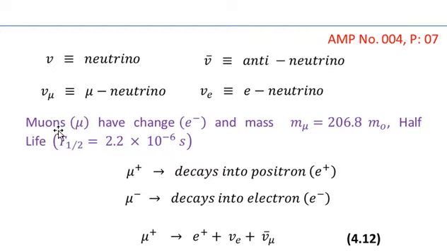So we shall be using those muons which have charge equal to that of the electrons, and of course the muons will have a mass equal to 207 times the mass of the electron, and half-life is of course 2.2 times 10 to the power minus 6 second. Now let's proceed further.